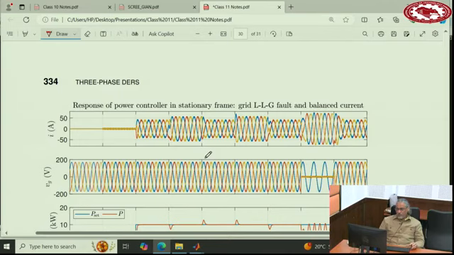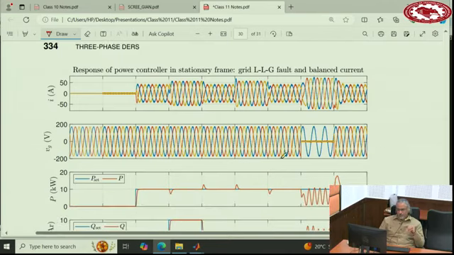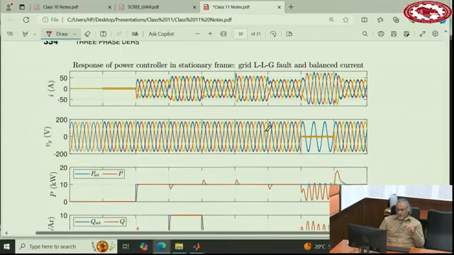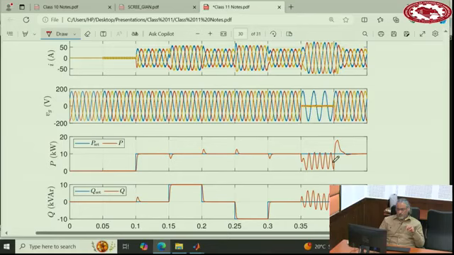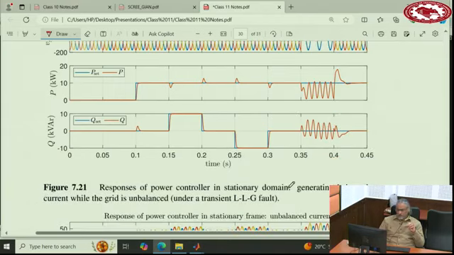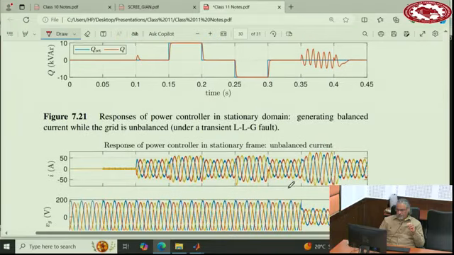This is a more severe fault, where two of the phases go to 0 and one phase does not change. Then you will see larger double frequency pulsations on the real power and reactive power. But the converter's operation is perfectly fine.